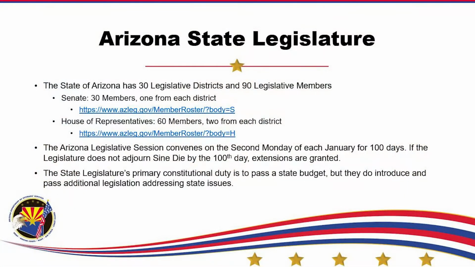Before I talk about the legislative process of how a bill becomes a law, I would like to talk a little bit about the state legislature as a whole. As mentioned, the state of Arizona has 30 legislative districts and 90 legislative members. The Arizona legislative session convenes on the second Monday of each January for 100 days. If the legislature does not adjourn sine die by the 100th day, extensions are granted. The state legislature's primary constitutional duty is to pass a state budget, but they do introduce and pass additional legislation addressing state issues.